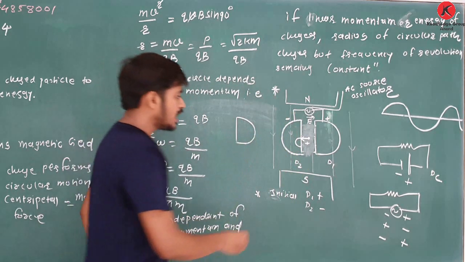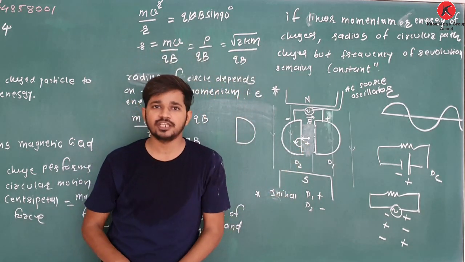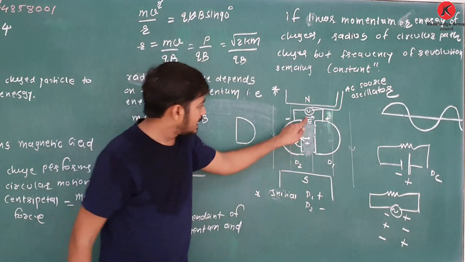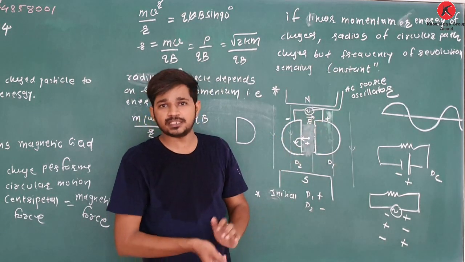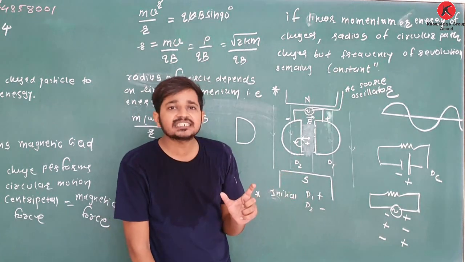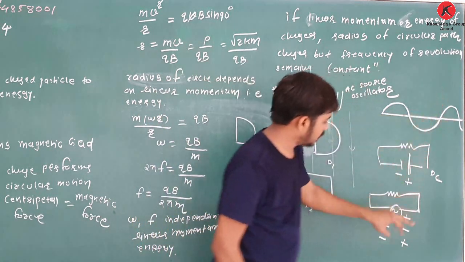Clear about this? Now the most important thing: the AC source has a frequency. Frequency means it changes its direction. See, positive, negative, positive, and so on.